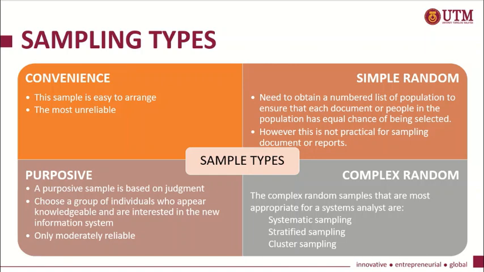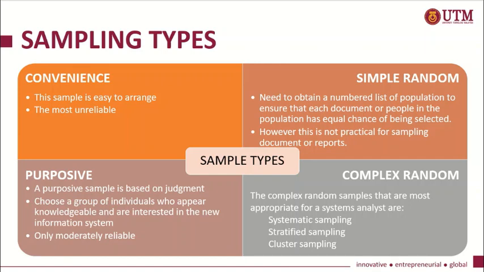in the sample. Next, purposive sampling is based on judgment, where this sampling chooses a group of individuals who appear knowledgeable and are interested in a new information system. However, this sampling is moderately reliable.